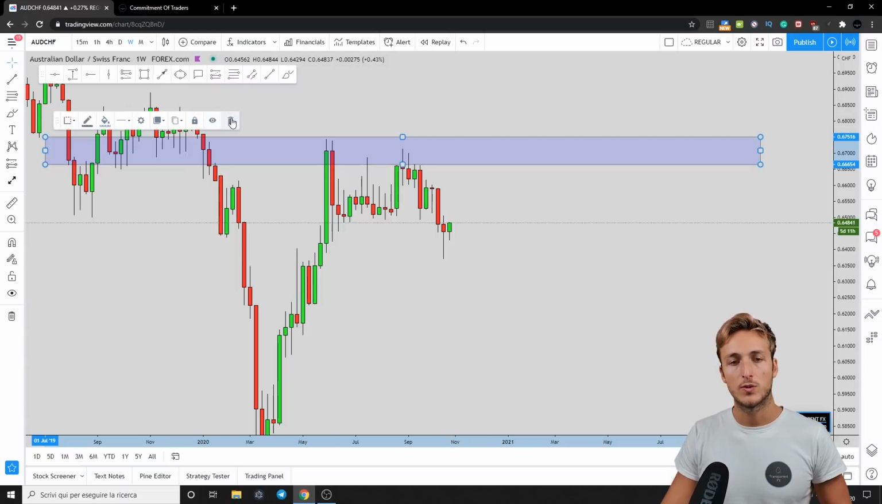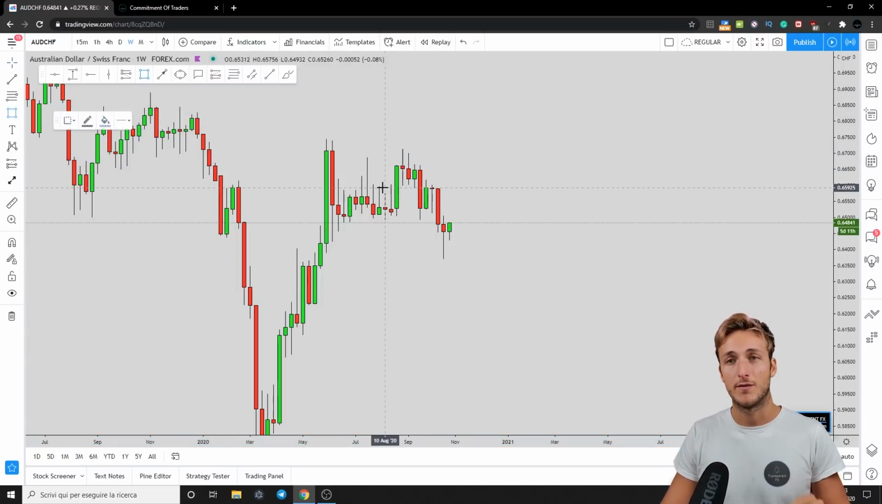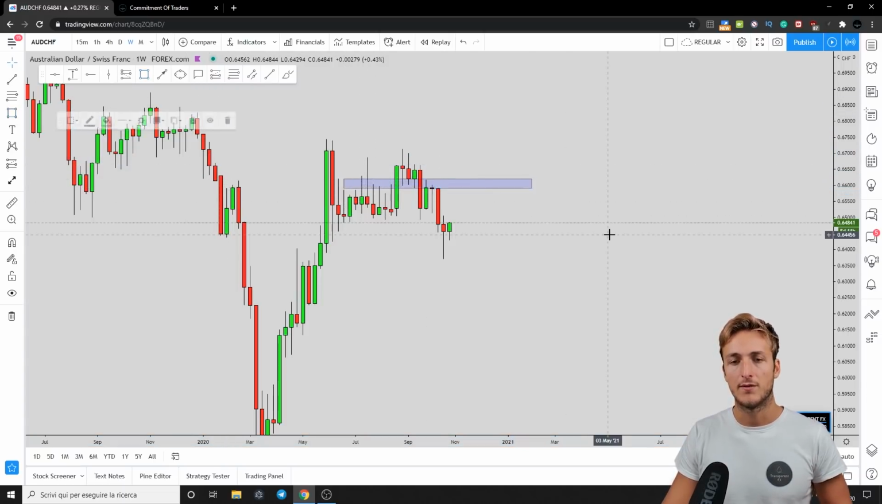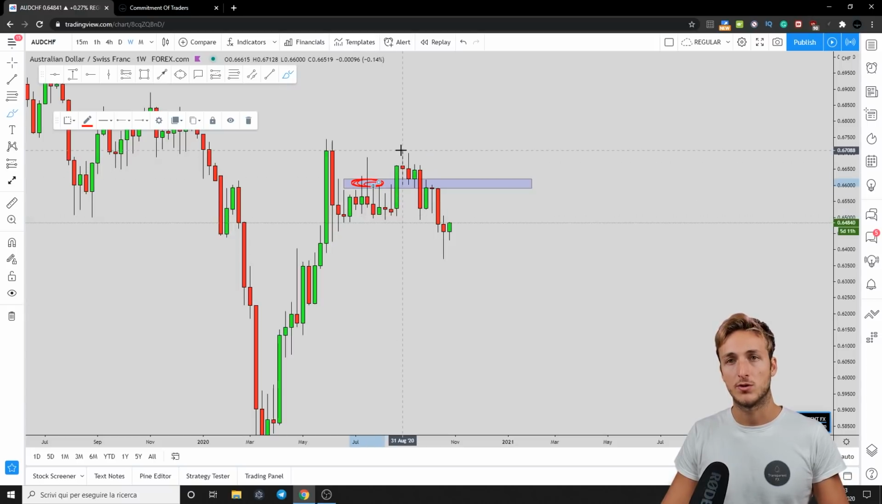Now, on the weekly, what we have is a structure which is very well defined. In fact, we can see that we had very strong weekly resistance all across this zone. The market broke this zone to the upside, went for a retest and respected it as support. And then the market broke below the area. So at that point, previous support turned resistance. The market tested it and rejected it to the downside very aggressively.